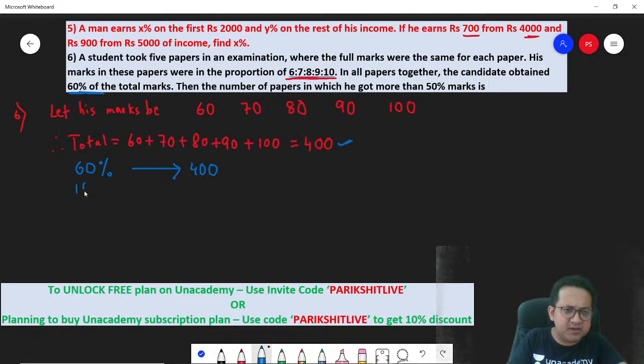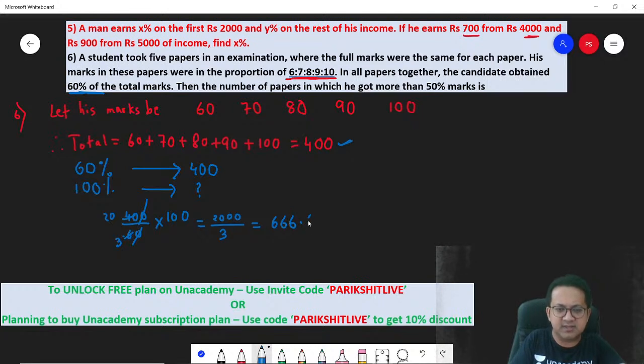If 60% of the maximum marks is 400, how much will be 100% of the marks? Apply the unitary method: 400 divided by 60 into 100. The zeros cancel, so 2000 divided by 3 comes out to be 666.66. Any doubt in this? Clear? That's the total marks in the examination.